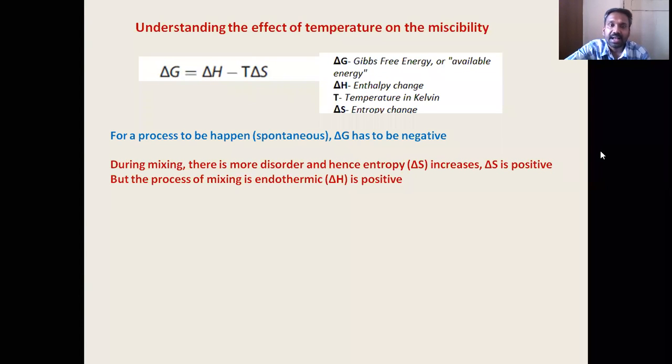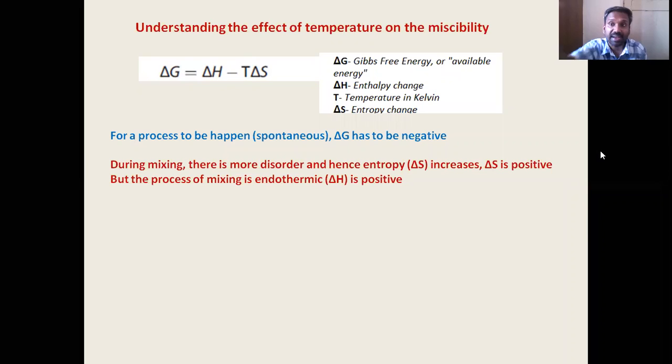So what happens? Since delta H is small, the combination works out in such a way that delta H becomes smaller than T delta S. So subtract, you get a negative number. Delta G becomes negative and the process becomes spontaneous.